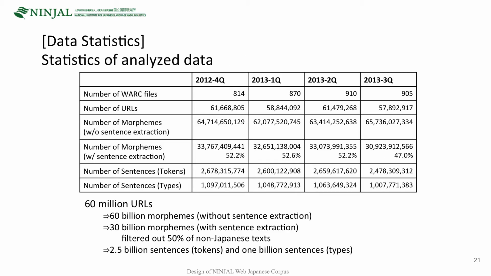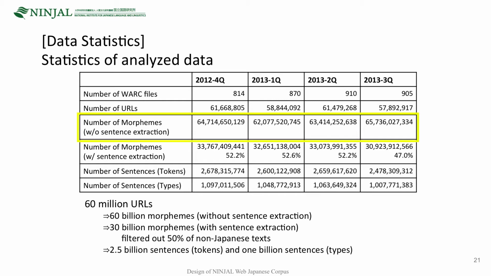The table shows basic statistics of the analyzed data. Because Heritrix outputs compressed 1 GB work files, the number of work files is approximately equal to the size in gigabytes of crawled and compressed data. The number of URLs is the same as in the preceding table. In the normalization step, sentence extraction detects Japanese sentences with boundaries.